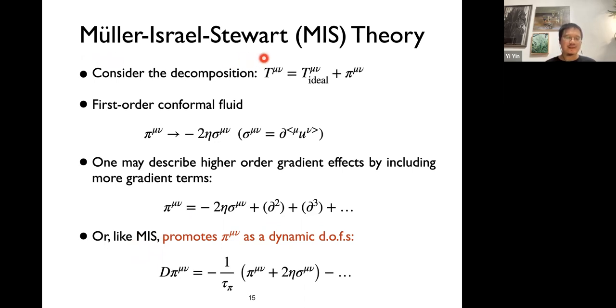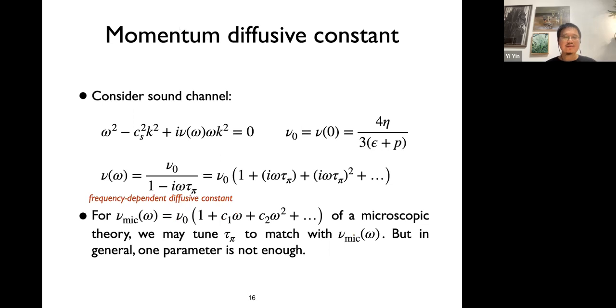In the spirit of the Müller-Israel-Stewart (MIS) theory, what they do is promote this pi^{mu nu} as a dynamical variable and require this pi^{mu nu} to relax to the first order hydrodynamic limit at a rate given by tau_pi. Since it's important to understand how the higher gradient effects enter in the MIS series, I want to take a look at the sound channel. In the sound channel, we can determine the dispersion relations by solving these familiar equations, right?